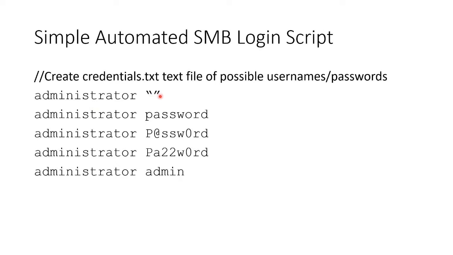Double quote, with no space. Or administrator and the password is password, spelled like this. And then the next one is spelled like this, the next one is spelled like this. And you go down the list, and maybe the next password is just admin. You're just guessing. You're creating user and password pairs in a single text file that you hope is going to include the password. You make this long enough so that hopefully one of them is it.